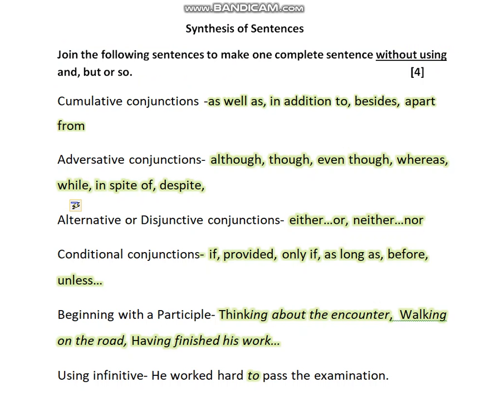Because we are not allowed to use and, but, or so, we go for other options such as cumulative conjunctions, adversitive conjunctions, alternative or disjunctive conjunctions, conditional conjunctions. We may begin a sentence with a participle or use an infinitive to combine two sentences. Here are the examples.